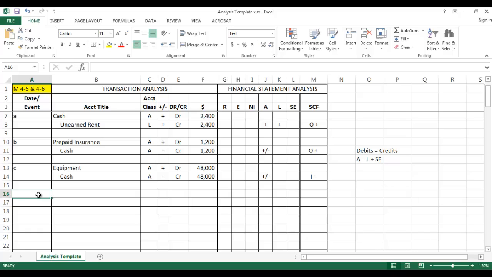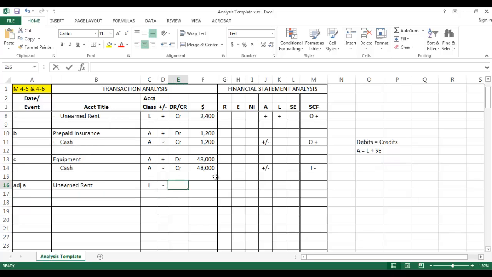So that's really 4-5. So 4-6 wants us to actually prepare the adjusting entries for December 31st, the end of that month. So I'll put adjustment A. And if we look back to transaction A from the previous problem there, we had received $2,400 in rent for a 3-month prepaid rent contract. So now 1 month of that has gone by. We have earned, in effect, 1/3 of that amount. So what we do is we decrease our unearned rent account by 1/3 of that amount. And now we can recognize earned revenue for that same amount.